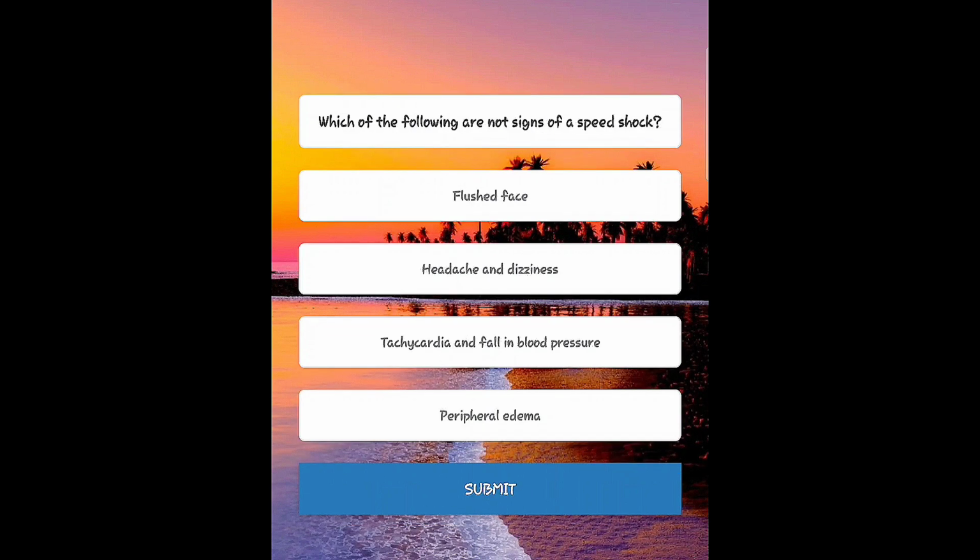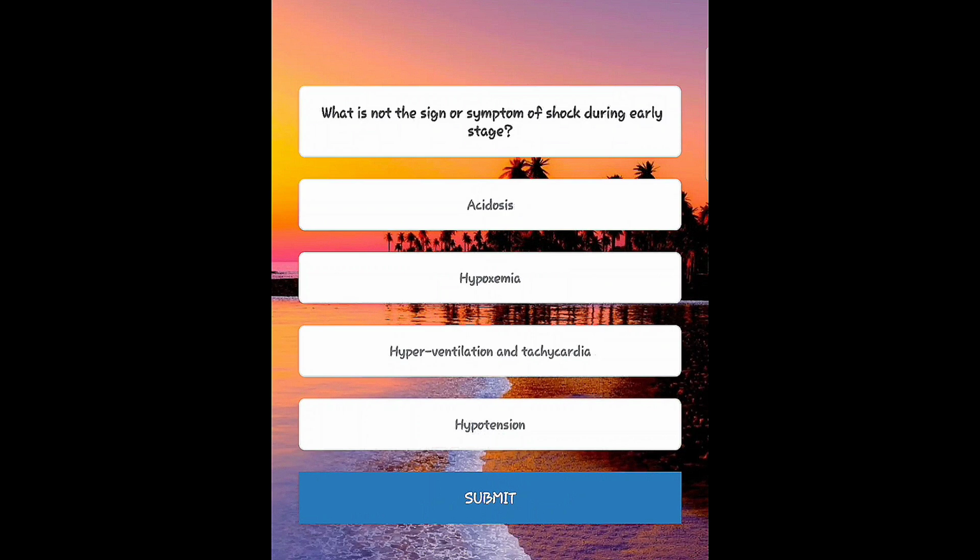Which of the following are not signs of septic shock? That should be peripheral edema. Which is not the sign or symptom of shock during early stage? Acidosis, hypoxemia, hyperventilation, tachycardia, hypotension. I'm a bit split between acidosis and hypotension, but I'll go with acidosis.